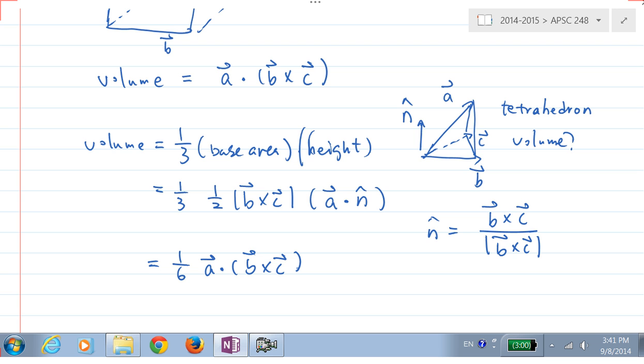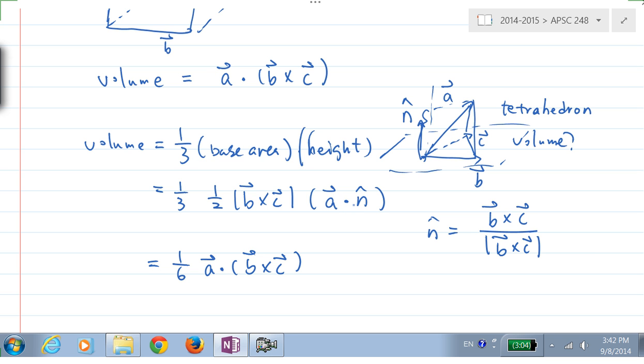So yeah. Where did n hat come from? N hat here represents the unit vector, or the direction, perpendicular to the plane formed by the B and C vectors. So we're looking for the height, right? And height is basically you project A into that direction. This is the height, right? That's why we use the dot product.